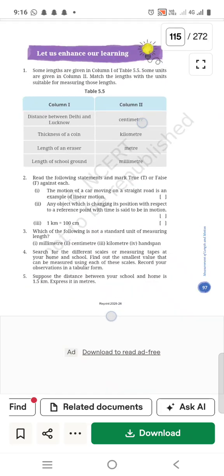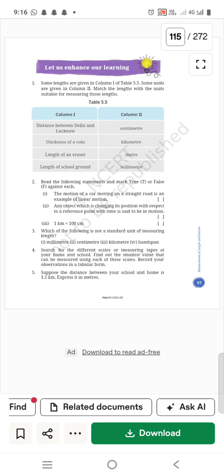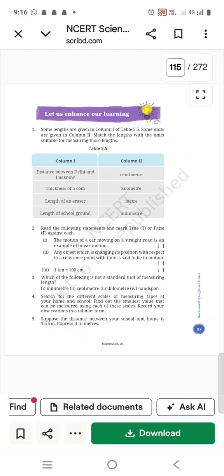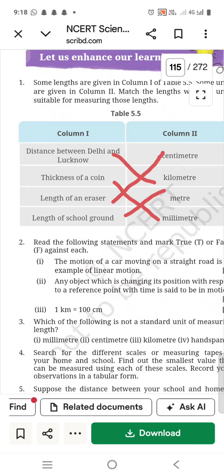Now I will tell, here is match the following. Some lengths are given in column 1 of table 5.5. Some units are given in column 2. Match the lengths with the units suitable for measuring those lengths. See, this is the correct way.